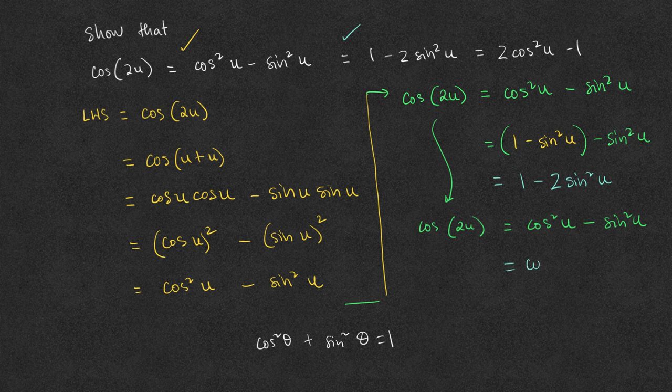We rewrite this as cosine squared u minus, but this sine squared u is now 1 minus cosine squared u. Combining like terms, we have 2 cosine squared u minus 1, which establishes the last identity. And we are done.